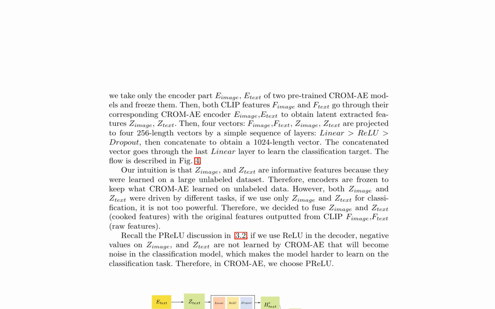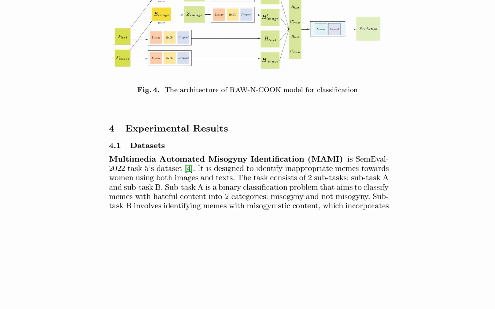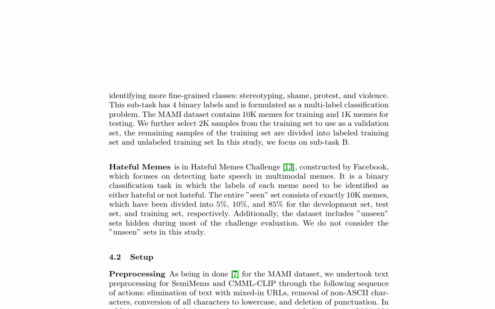The intuition behind this approach is that the latent features learned by CroMAE on a large unlabeled dataset are informative and can be effectively used for classification. However, since these features were learned for different tasks, the authors fused them with the original CLIP features to create a more powerful representation. The authors also discuss the importance of using PReLU instead of ReLU in the decoder, as it allows the model to learn from negative values in the latent features. The architecture is illustrated in Figure 4. The authors evaluate their model on two multimodal classification datasets, MAMI and Hateful Memes.